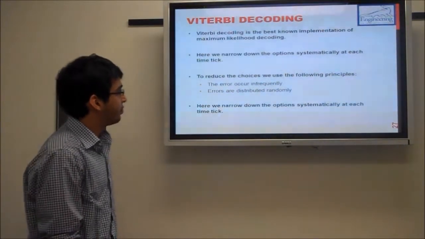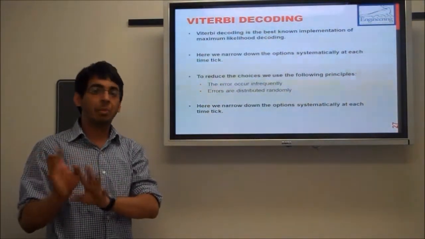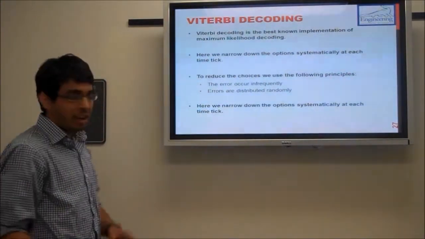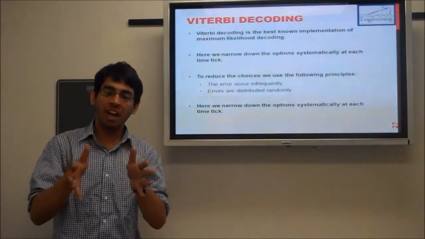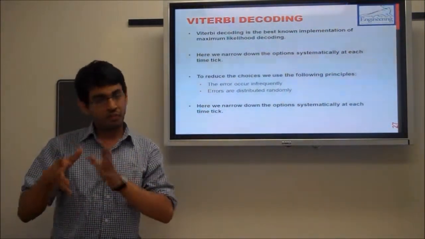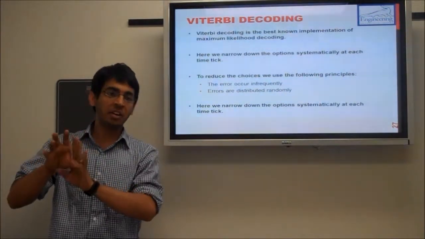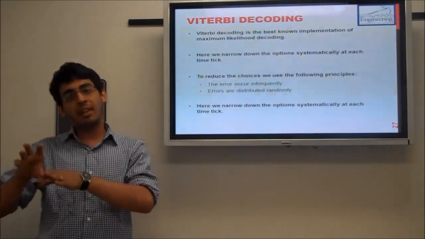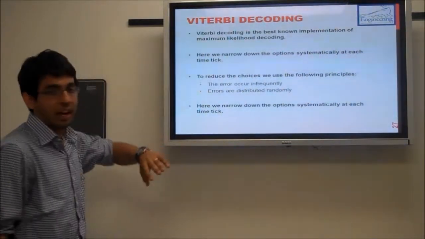Now this Viterbi decoding is the best known implementation of the maximum likelihood decoding process. Here what we typically do is we narrow down the total number of options that we have, and then we propagate through the trellis. We keep on discarding some of the paths which we think are not the correct paths, are not the final paths, and then the entire process is done on the fly, right?